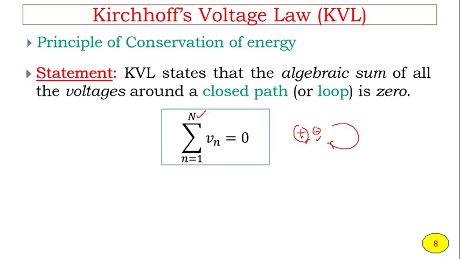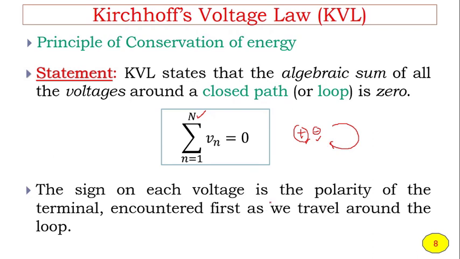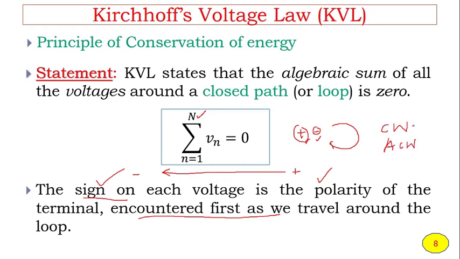Here, please take note. In this we have taken the sign of the voltage as the sign of the first encountered polarity of that voltage. You can also use the opposite sign convention. That is, we can take the sign of the voltage opposite to the first encountered polarity of that voltage. One more thing is that for the direction of traveling around the loop, there are two possibilities, either clockwise or anti-clockwise. You can take any direction, it will not affect the result.